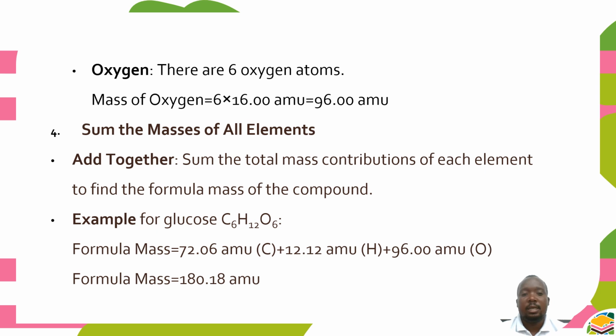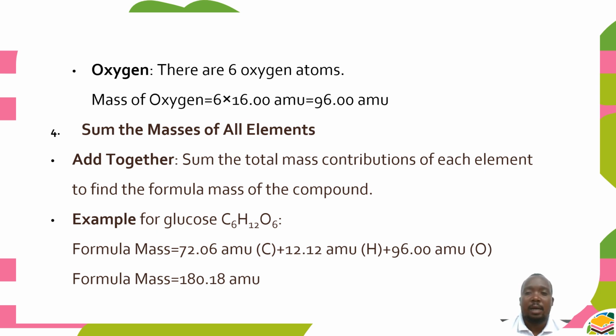For oxygen, there are 6 oxygen atoms. Mass of oxygen, that is the 6, that is for the number of atoms, multiplied by 16 as the atomic mass of oxygen. So 6 multiplied by 16, we are getting 96 AMU.